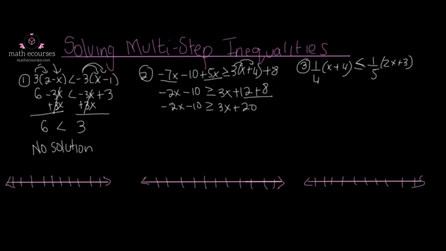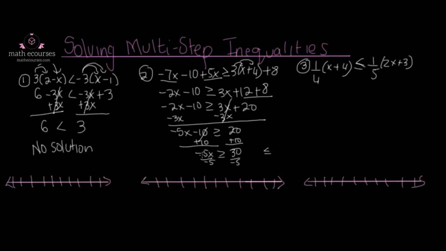Now I want this variable on this side, so subtract 3x. So negative 2 minus 3 is negative 5x. Those will cancel, and I have my 20. Now add 10 to both sides. That will cancel. So I have negative 5x is greater than or equal to 20 plus 10 is 30. Divide by negative 5. Since I divided by a negative, I'm going to go ahead and switch that inequality. Negative 5s will cancel here. I have my x. 30 divided by negative 5 is negative 6.